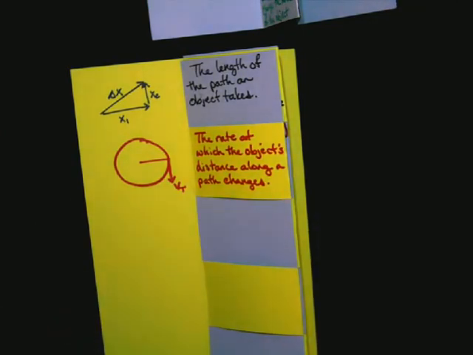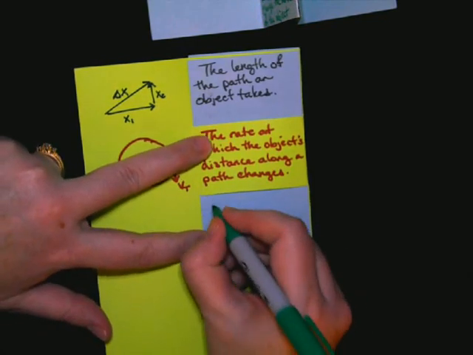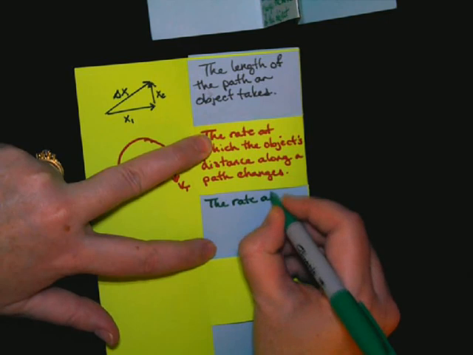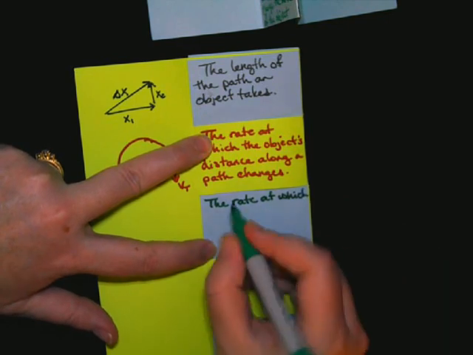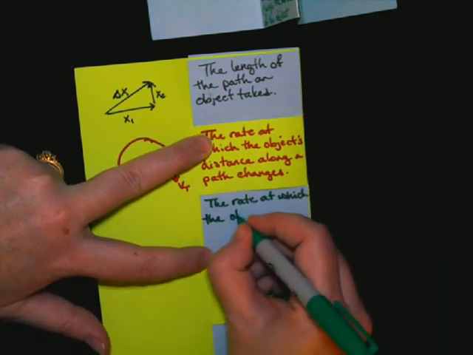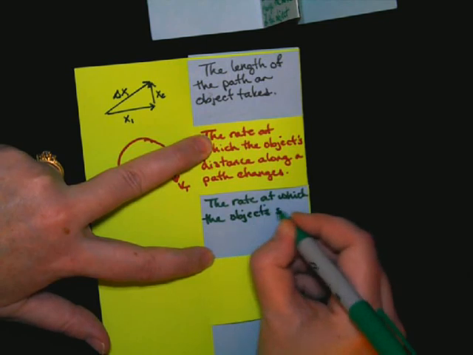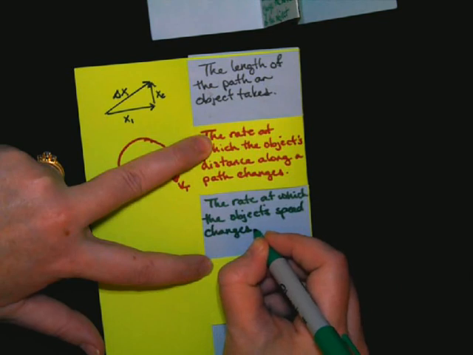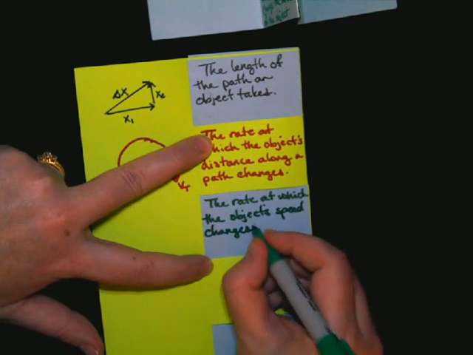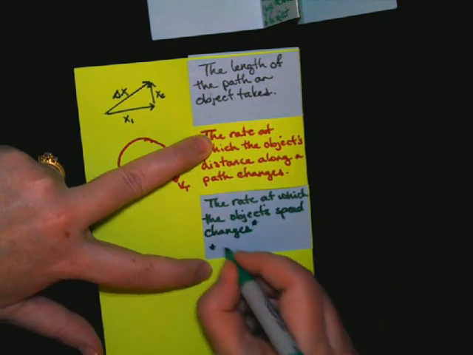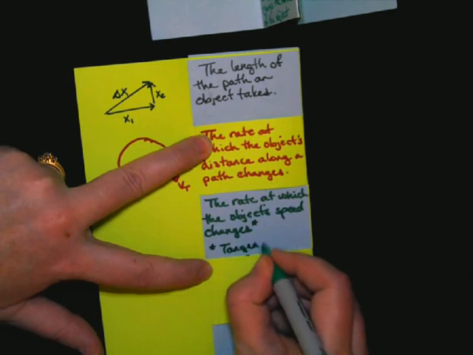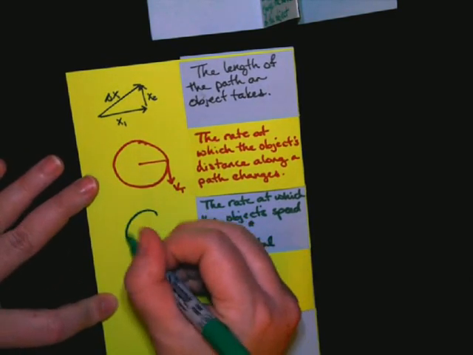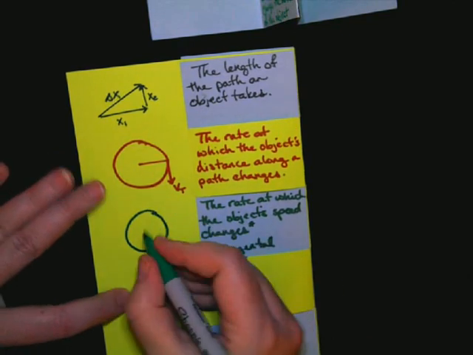So next up is, ba-da-bum-bum, I'm going to let you guess, the rate at which the object's speed changes. And again, we're talking about tangential speeds when we're talking about this. Okay, so it's going to be acceleration. And so here again, we have all of our different types.